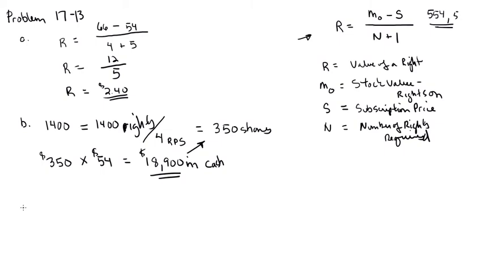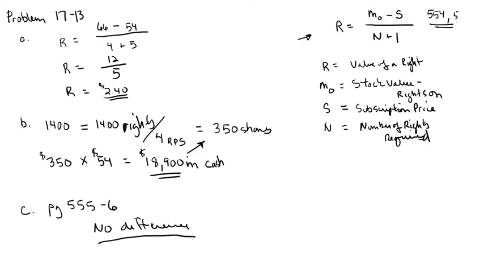Next question, letter C. Carol doesn't know if she wants to exercise her rights or sell them. Would either alternative have a more positive effect on her wealth? And the answer, if you were to read pages 555 and 556, you would find that there is no difference at all between those two choices.